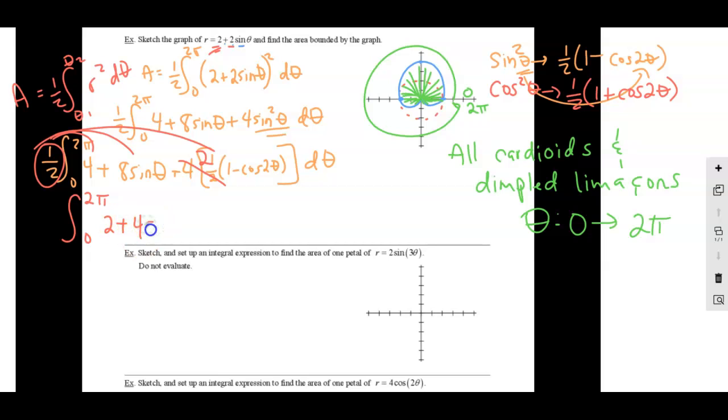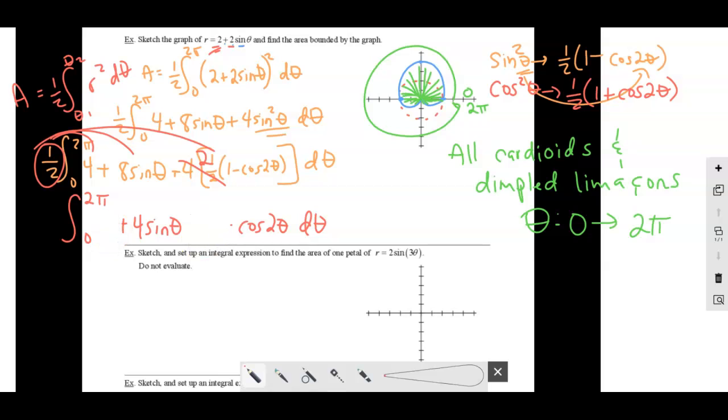1/2 of 8 is 4 sine theta, plus I had a 2, and then I'm going to do 1/2, so it's just going to end up being 1 minus the cosine 2 theta. And then I have the 2 and the 1, and I'm going to combine those. So we're just going to have 3 plus 4 sine theta, and then, ooh, that one should have been a minus. I dropped my sign. It was a minus, right, because of this.